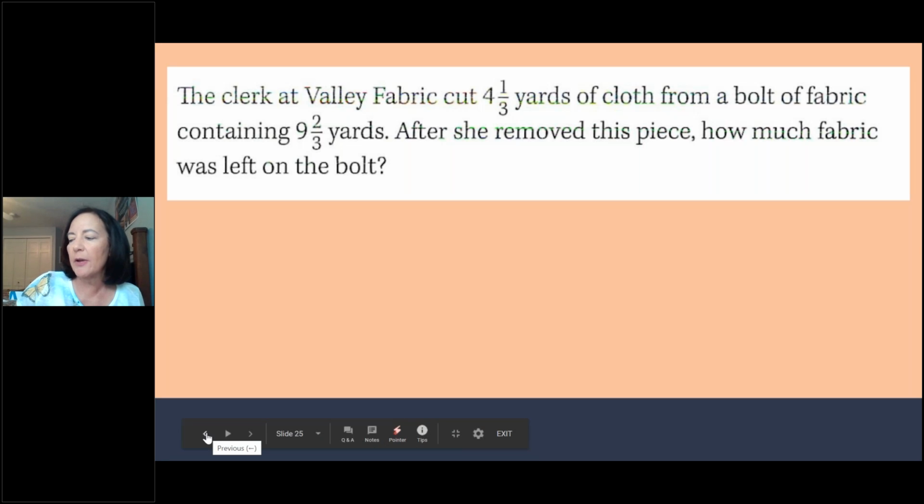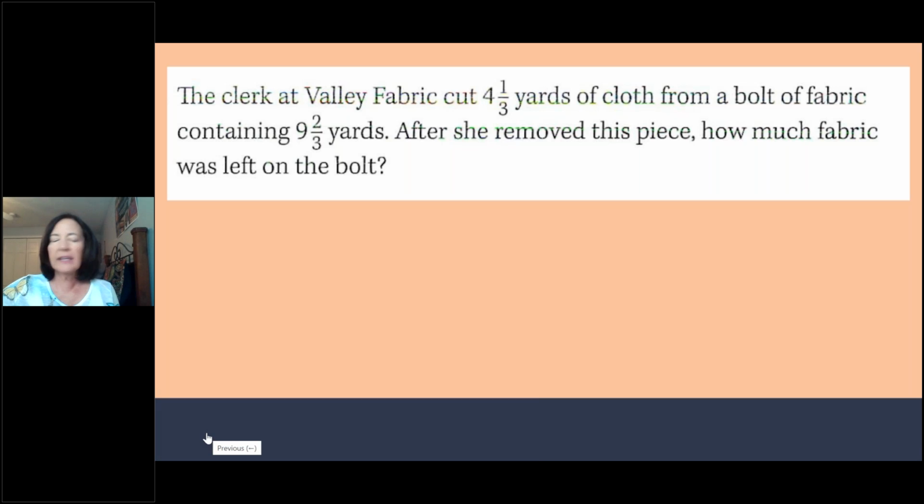We're going to look at some word problems now, and they're all fraction word problems. So again, I can be your secretary. You're going to tell me what to write. It says, the clerk at Valley Fabric cut 4 1/3 yards of cloth from a bolt of fabric containing 9 2/3 yards. After she removed this piece, how much fabric was left on the bolt? Okay, I'm going to read it again. And you're thinking, what equation can I write to help me solve this problem? So that's what you're going to tell me is the equation, and I'll write it down. Think about your equation.